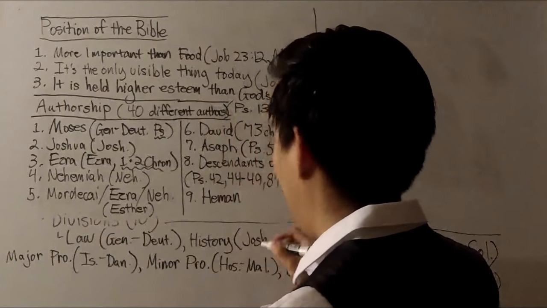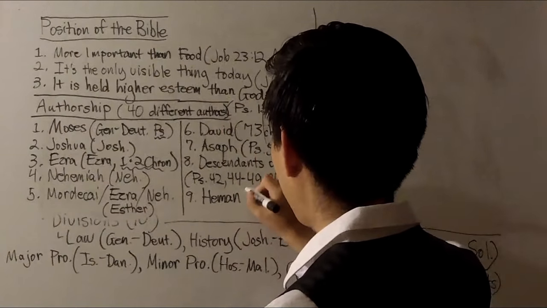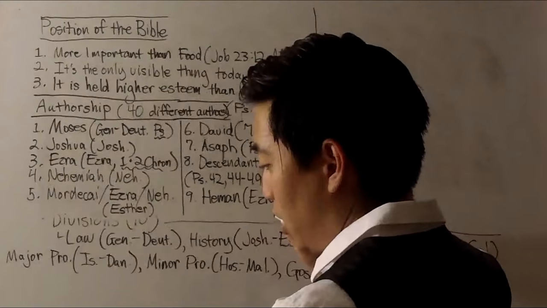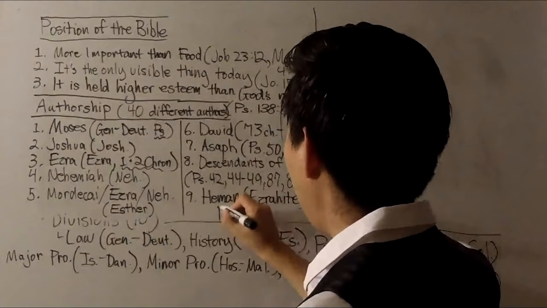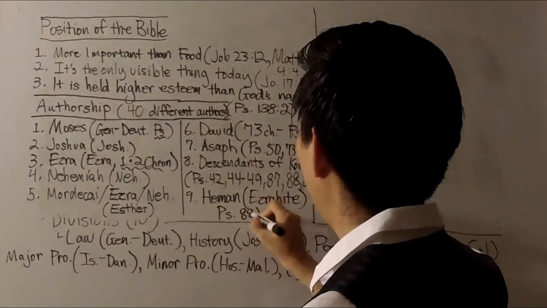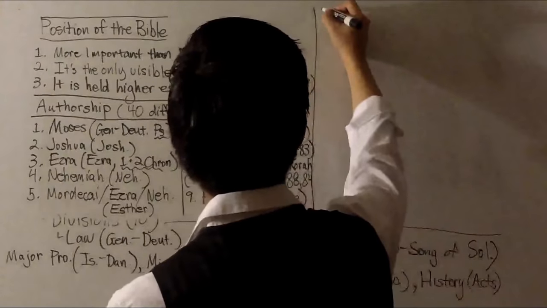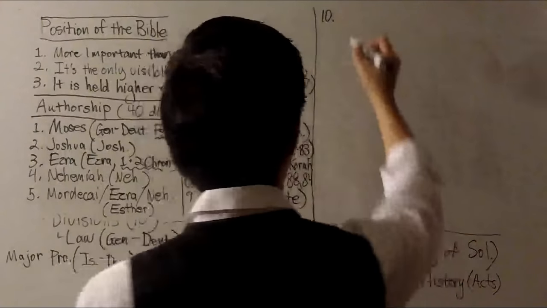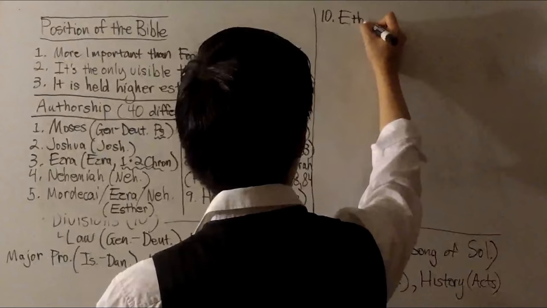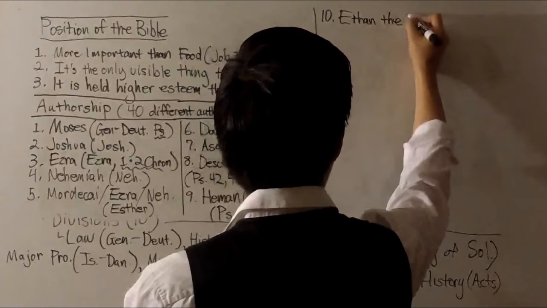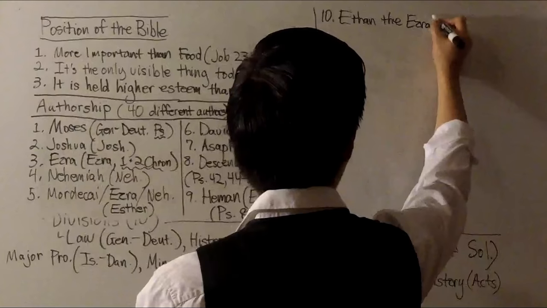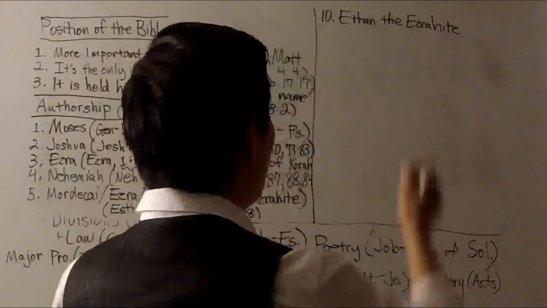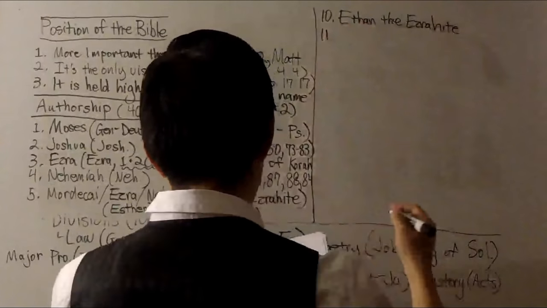He-Man, the Ezrahite. So he wrote the book of Psalms as well. And he wrote the book of Psalms chapter 88. Psalms 88. All right, now we're in author number 10. So this is quite a number of authors here. So what I'm going to do now is I'm just going to write the names here. And then you write the books. Ethan, the Ezrahite. So the Ezrahites, they wrote several passages of Psalms for you. He wrote Psalms 89. The other one is Solomon.